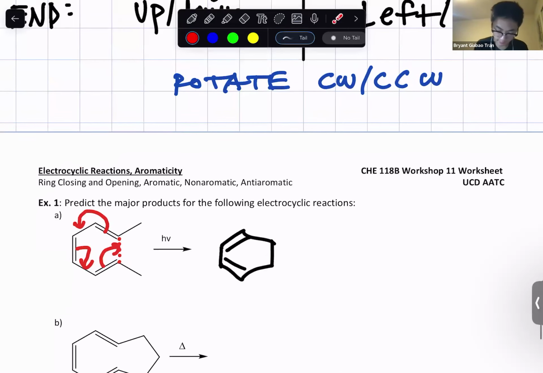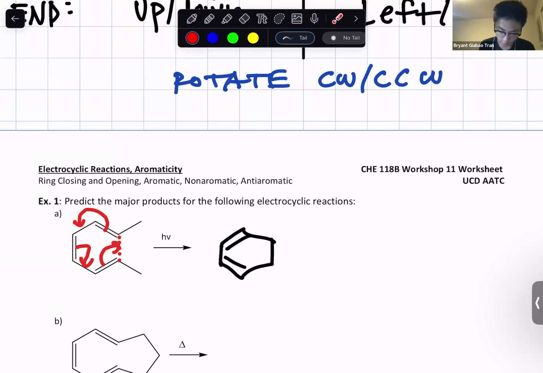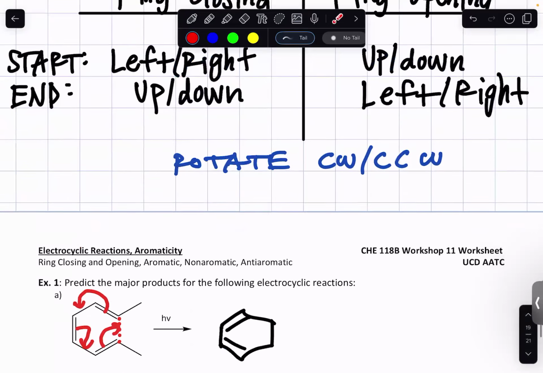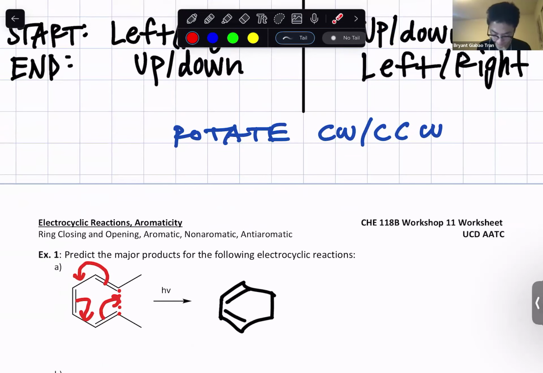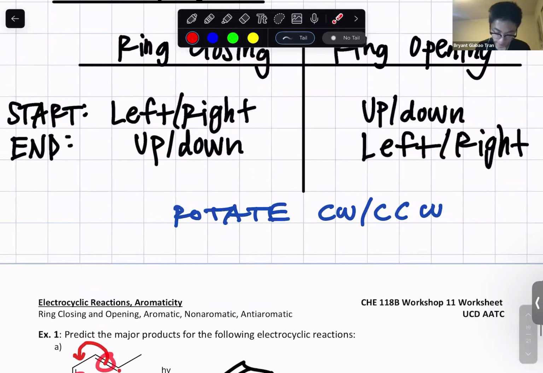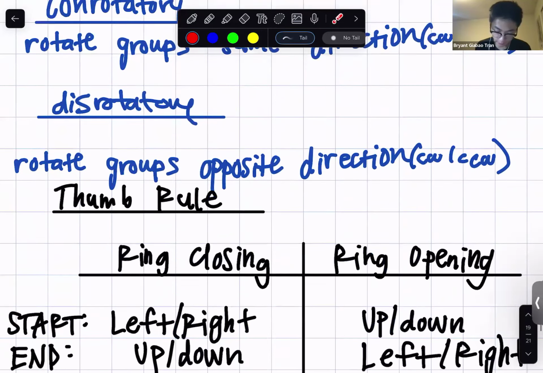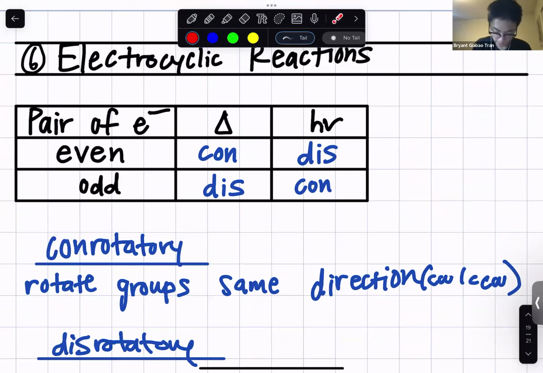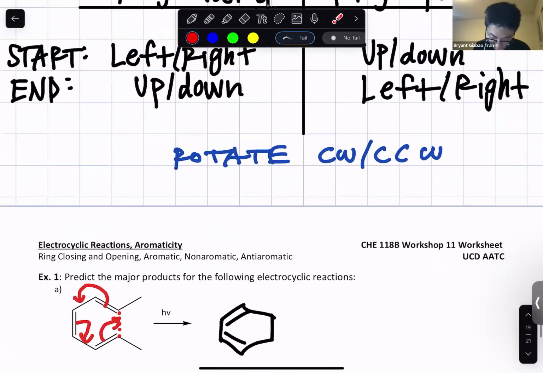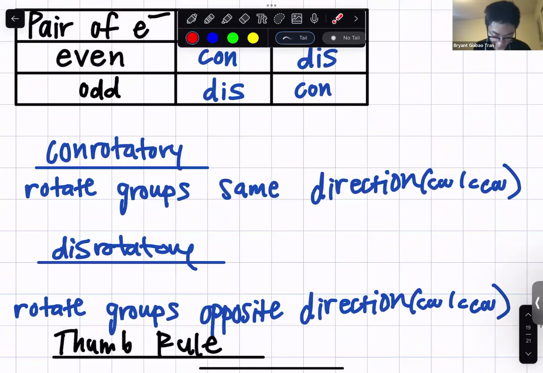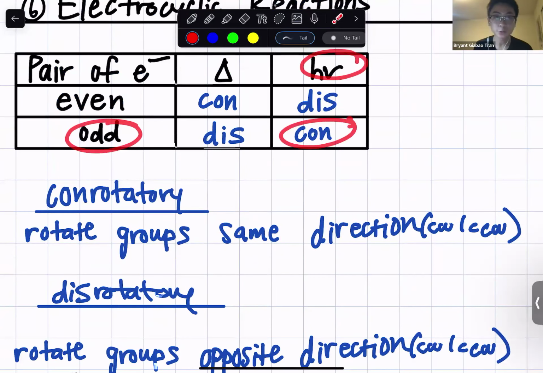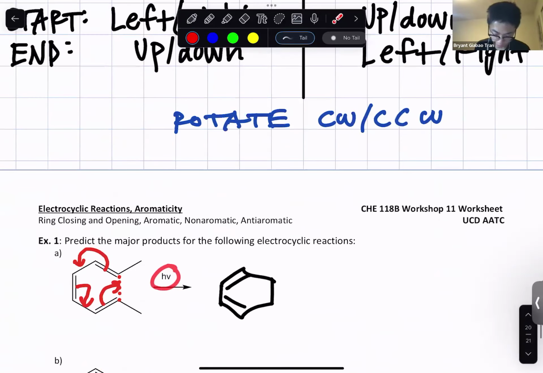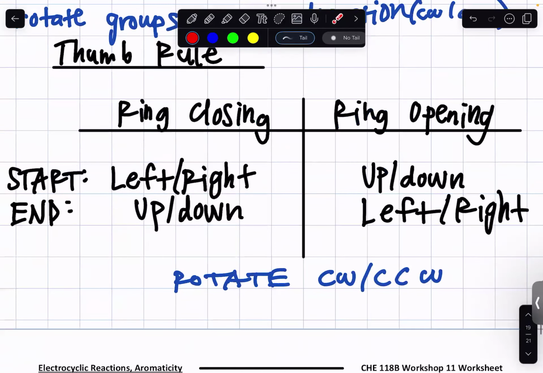And since we are ring closing, how many electrons are participating in this ring closing reaction here? Six, which is an even pair. Oh, an odd pair, because it's three pairs of electrons. One, two, three, right? So if we have an odd pair of electrons and we are reacting it under light, h nu, it is a conrotatory reaction, which means that we're going to rotate the groups in the same direction. So notice how the methyl groups are facing away from each other.